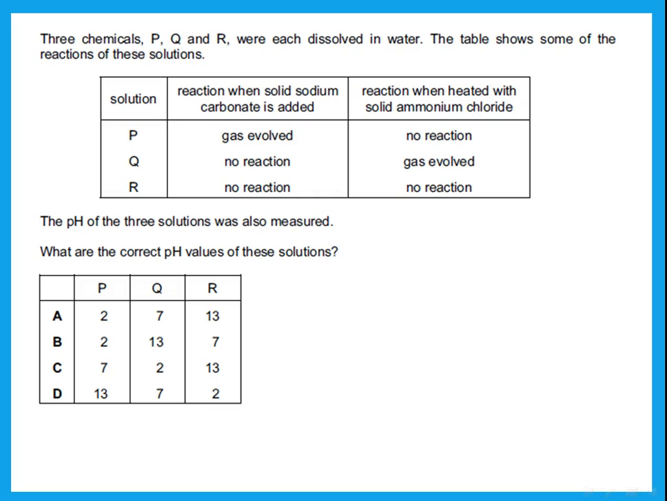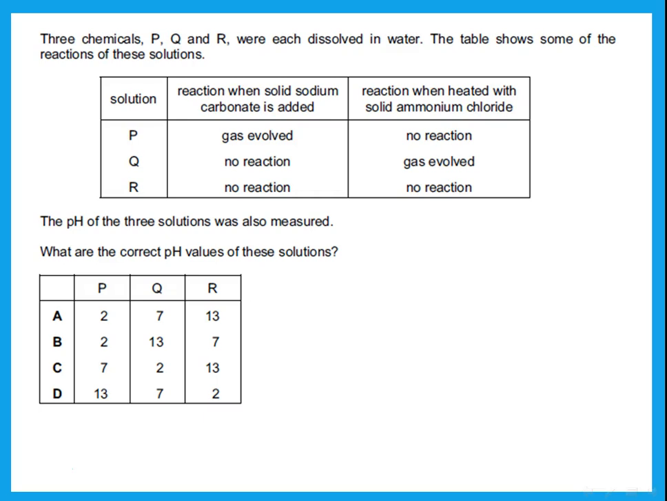Three chemicals were each dissolved in water. The table shows some of the reactions of these solutions. So let's look at P. What did he say about P? With carbonate, it gives off a gas. So P is an acid or a base? What is the substance that will react with carbonates to give out a gas? It's acid. So P must be an acid. Acid means its pH could be 2 or 7 or 13. Acid means it must be 2. So my answers should be A or B.